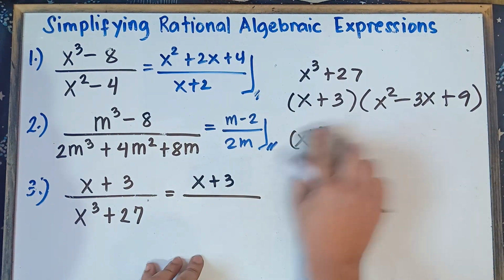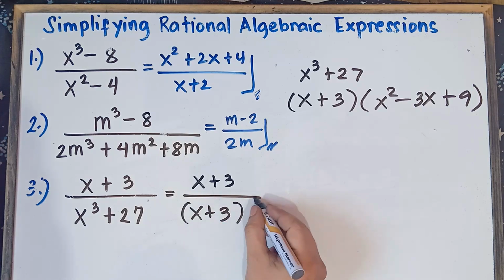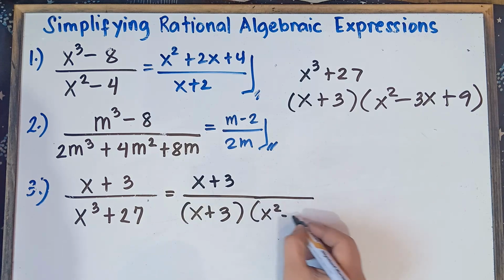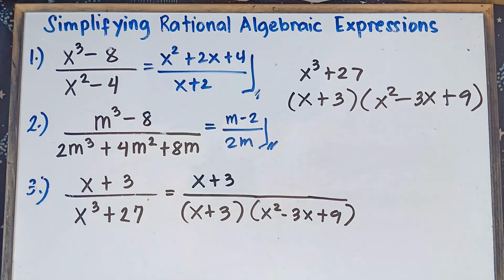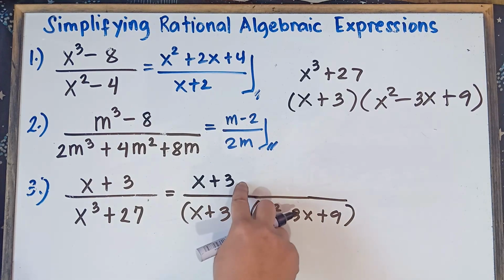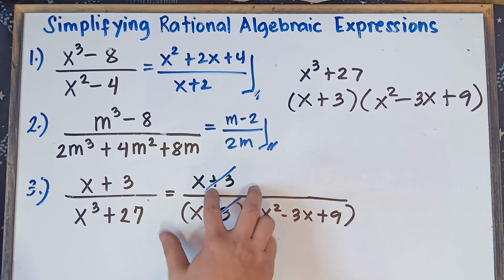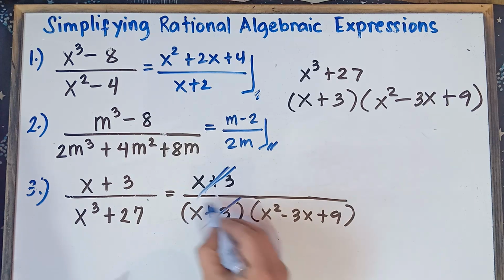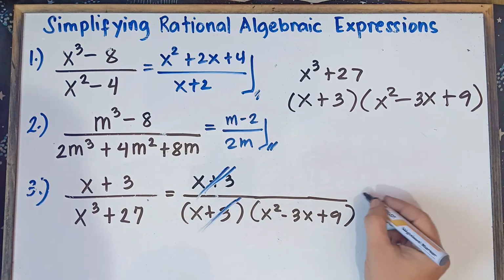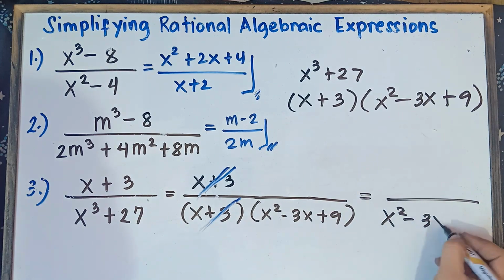Alright, so our factors, we have x plus 3, and then the other one, x squared minus 3x plus 9. This is the same in the numerator and the denominator, so we can simply cancel this out. Now, if you cancel this out, just remember, class, there is 1 on the numerator. Once again, we simply cancel this out, so our final answer, this is remaining, right? We have x squared minus 3x plus 9.